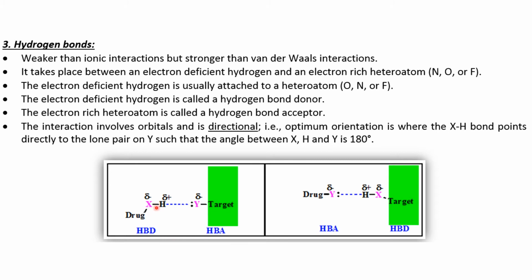The heteroatom that is attached to the hydrogen is known as the hydrogen bond donor, and the other heteroatom is known as the hydrogen bond acceptor. What's unique about the hydrogen bond is that it's directional, which means that the angle between the heteroatom, the hydrogen, and the other heteroatom should be close to 180 degrees in order for the hydrogen bond to occur.